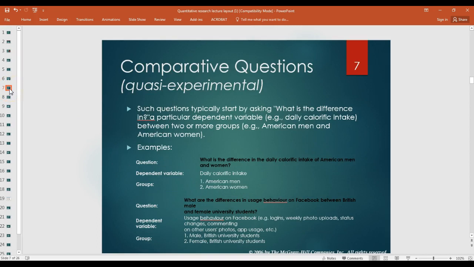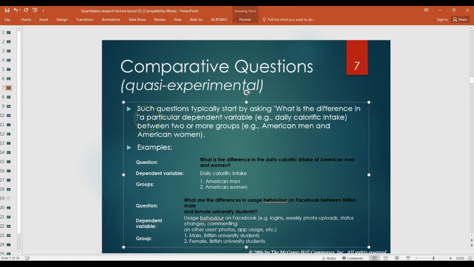Let's look at a comparative question, and that's mainly a quasi-experimental type of quantitative research design. Such questions typically start by asking what is the difference in a particular dependent variable, for example daily calorific intake, between 2 or more groups, such as American men and American women.